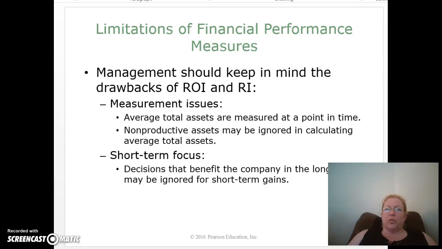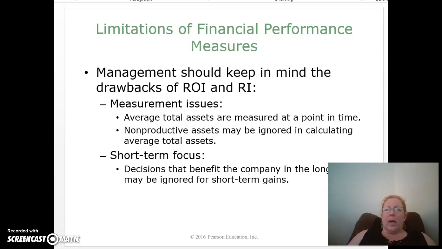You may have seen this before. You just take the beginning asset amount and the ending asset amount, you add them together and divide by 2 just to get a simple average to use in these calculations. Not all assets are used in ROI and RI because non-productive assets can skew the ROI and RI results.